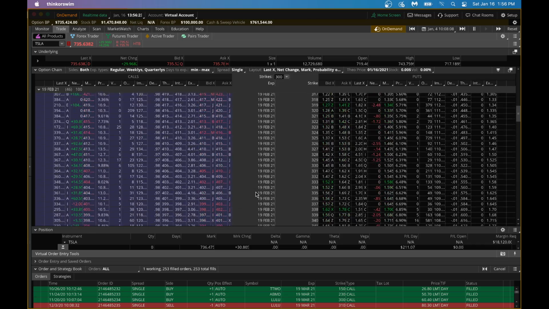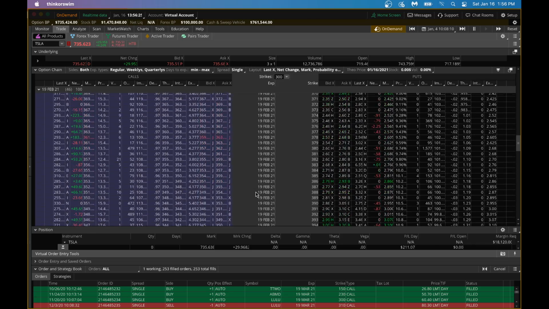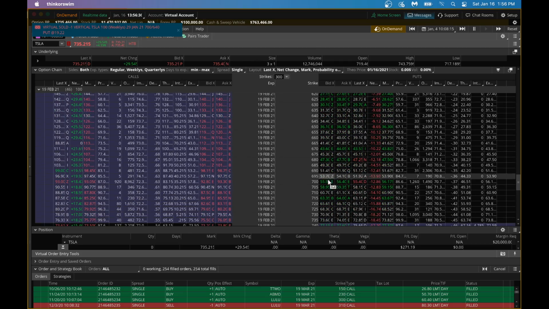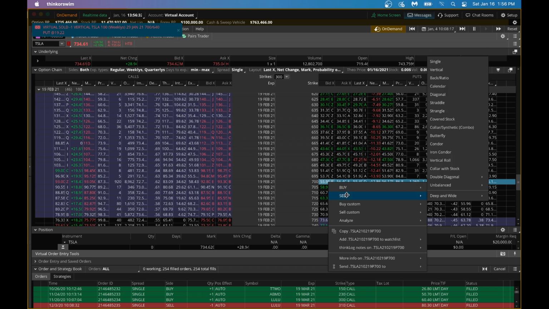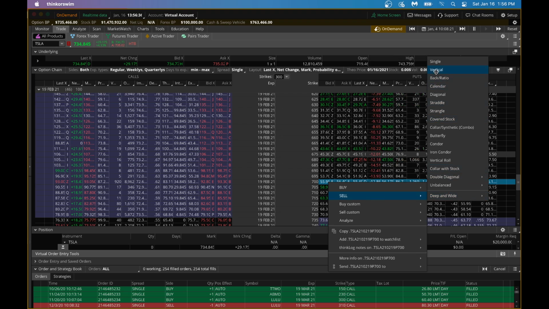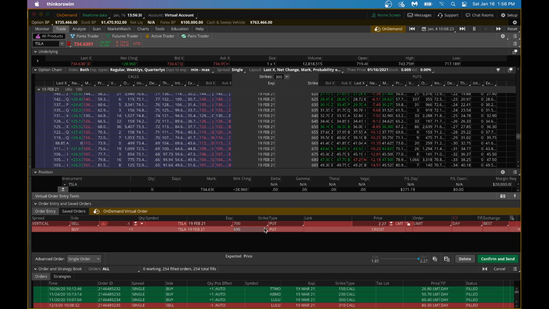And last we'll do 46 days out. We can do same thing. We'll sell a put credit spread here. 700 is our number, and $40 wide spread. There you go.